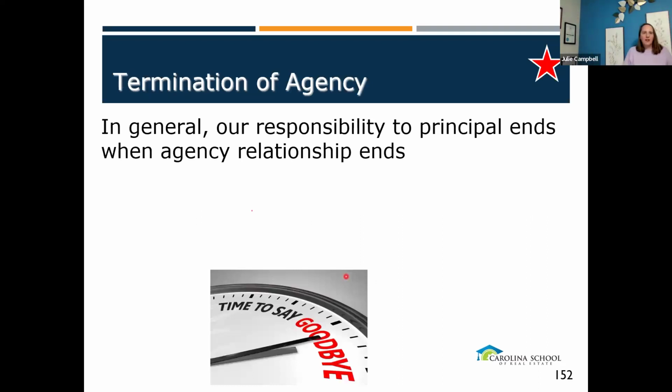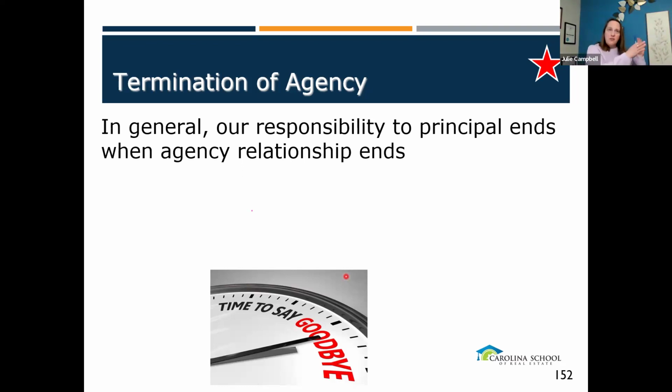All good things come to an end, right? Agency doesn't last forever. So at some point we will terminate or end agency. There's a nice list for us on page 152. Let's look at that. Page 152. What are the things that can end agency? Well, completion or fulfillment of the purpose for which agency was created.